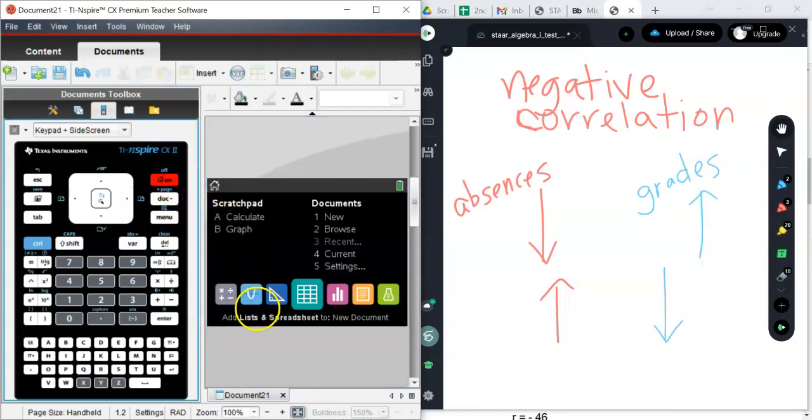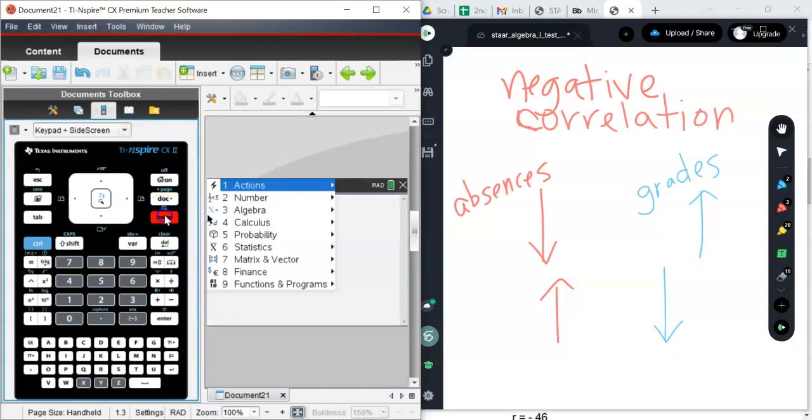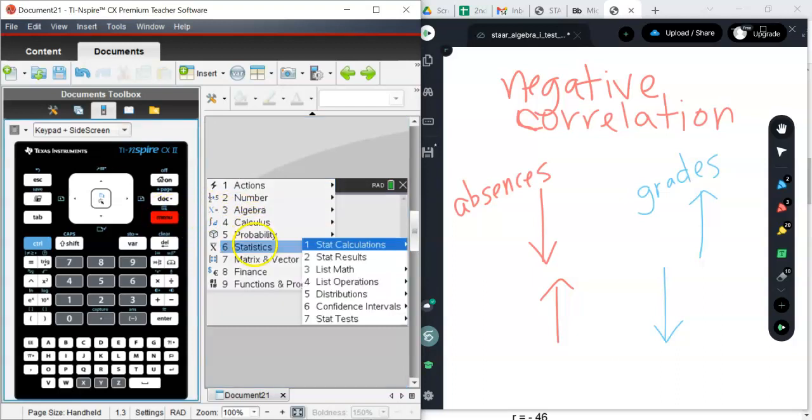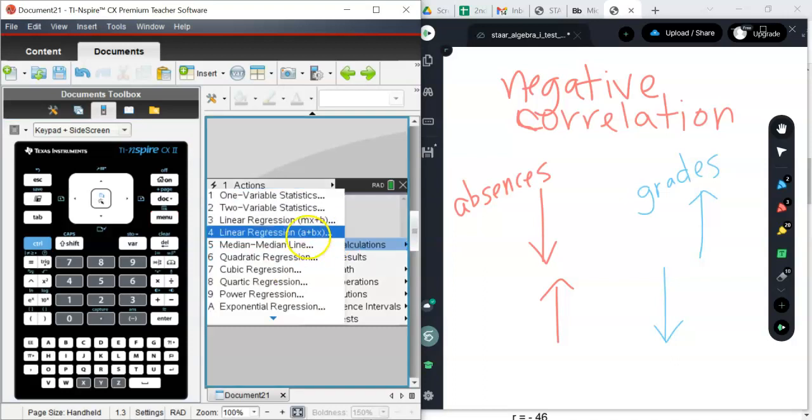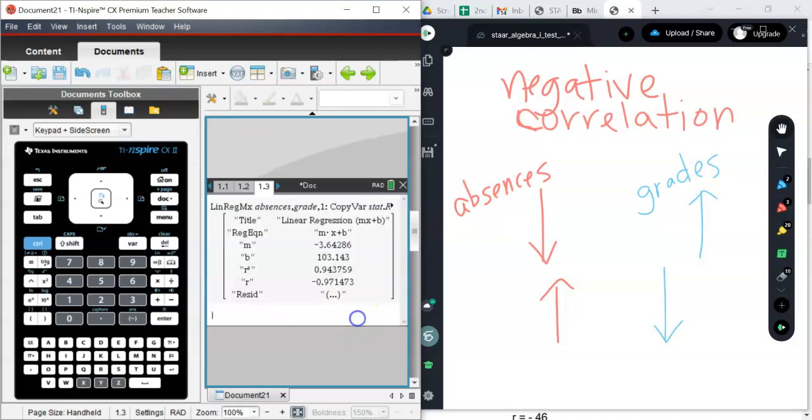So you're going to go to the main menu. You're going to go to your home screen. You're going to hit Calculator. We're going to go to the menu. We're going to do Statistics, Calculations, Linear Regression. I'm going to hit this little arrow, and I want absences to be my X coordinate and my grade to be my Y coordinate, and I'm going to click OK.